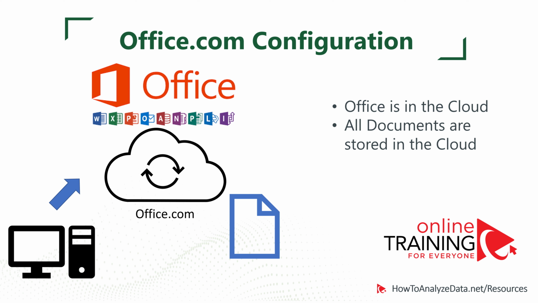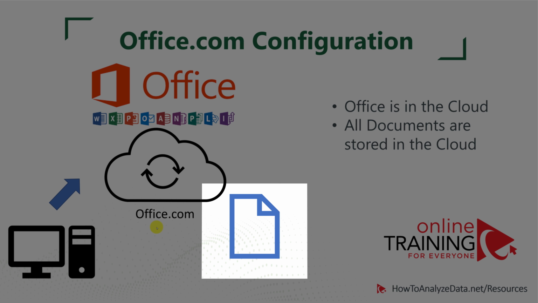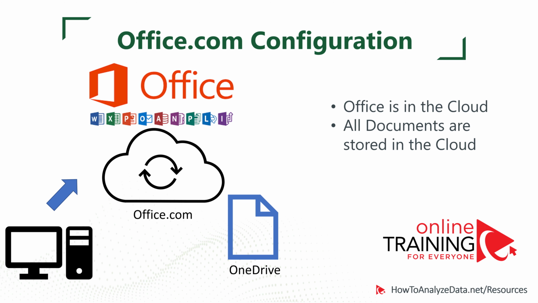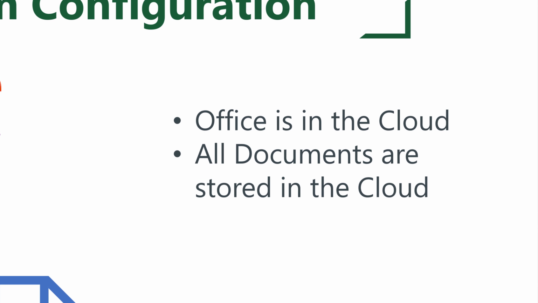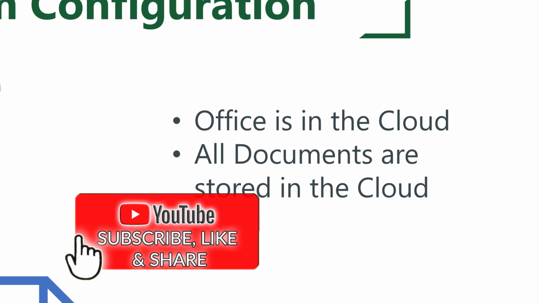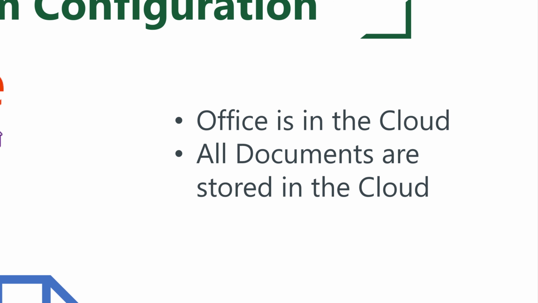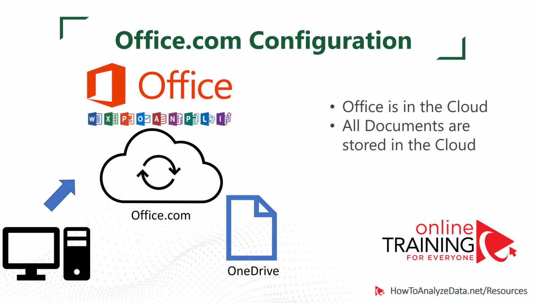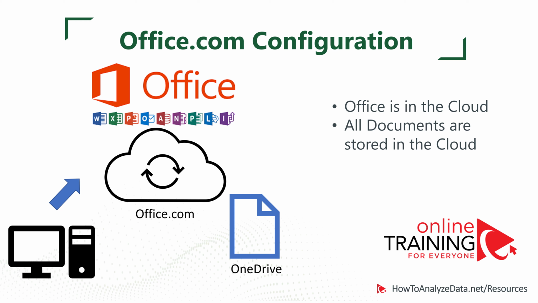When you use Office.com, you need to have a computer that has an internet connection. Office is installed in the cloud on the website Office.com, and documents are stored in OneDrive, which is also in the cloud. You do need an internet connection in this setup, but the huge advantage of this is that it's free. Another huge advantage of this setup is that because documents are in the cloud, multiple people can work on those documents at the same time.